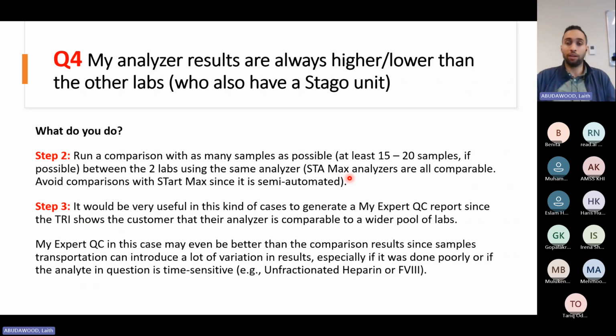Okay, so always when you compare analyzers, compare automated to automated. Avoid comparison to StartMax. Results should be close. Yes, absolutely, I'm not saying they should be very far apart. But you will not be able to use STAGO claims, the correlation or comparison limits document, because that's not applicable to StartMax. So please don't use it when StartMax is involved.